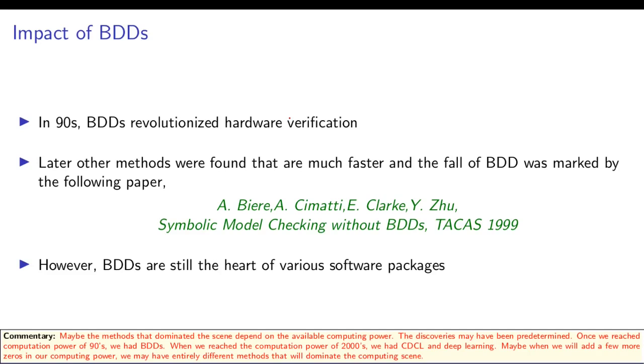One may wonder why BDDs came to dominate the scene in the 90s, and then later on they don't dominate anymore. So maybe this is, and this is completely speculative, because the computation resources in the 90s allowed BDDs to be very effective at that time. But as soon as more computation resources were available, another algorithm that could use that much computing power became more effective. Once we add a few more zeros to our computing power, maybe another algorithm will be far more effective than the algorithm we have right now.